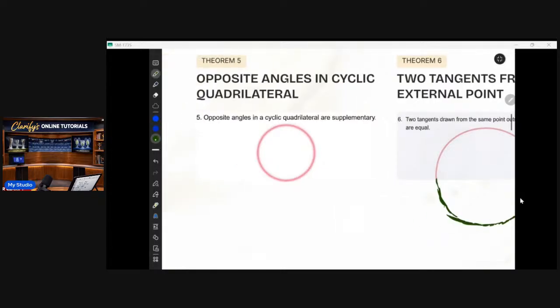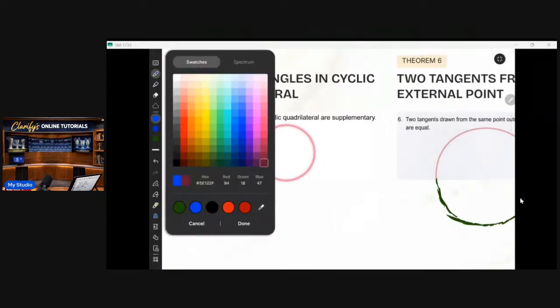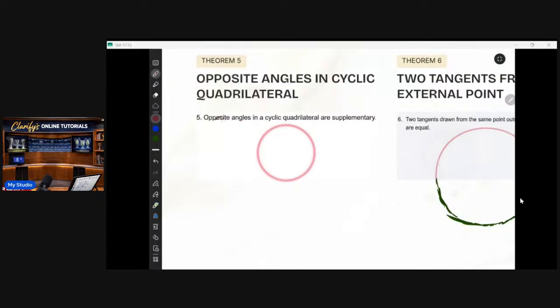So theorem number 5 out of 7, what does it say? Theorem number 5 out of 7 says opposite angles in a cyclic quadrilateral are supplementary. Right, so let's master this. Opposite angles, number 1. In a cyclic quadrilateral, let's put one since we know it. Here is an example of a cyclic quadrilateral. A shape with 4 corners being on the circumference. All four corners are on the circumference.